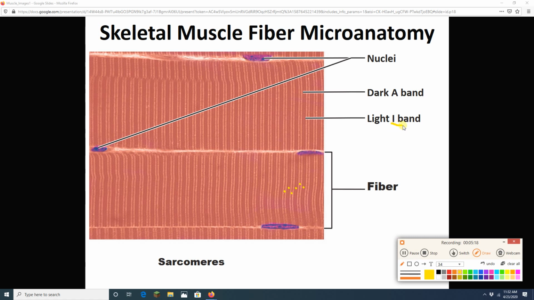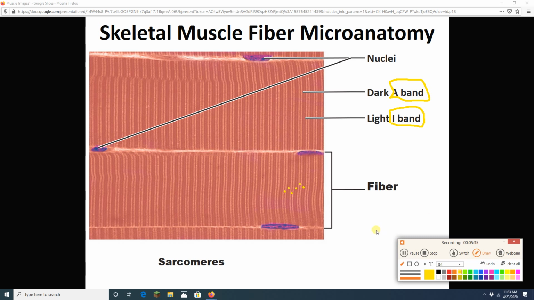The lighter one is called the I band. Notice that the light has an I band. That's not where the name comes from, but it's a good way to remember it. The darker one is called the A band. And we'll learn more about this soon enough.